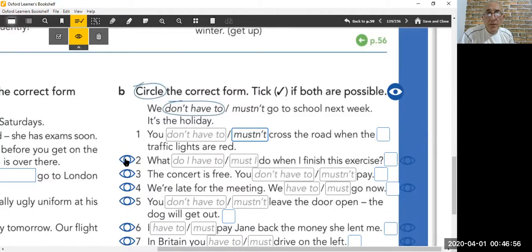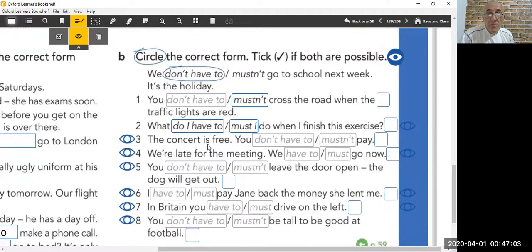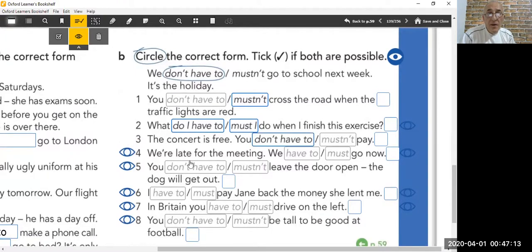Both. Yes. Why? Because there is no big difference. The concept is free, so no money. It's clear. You don't have to. We are late for the meeting. We have to go now. We must go now. Guess both are okay or just one? Both are okay. Okay. Leave the door open. The dog will get out.